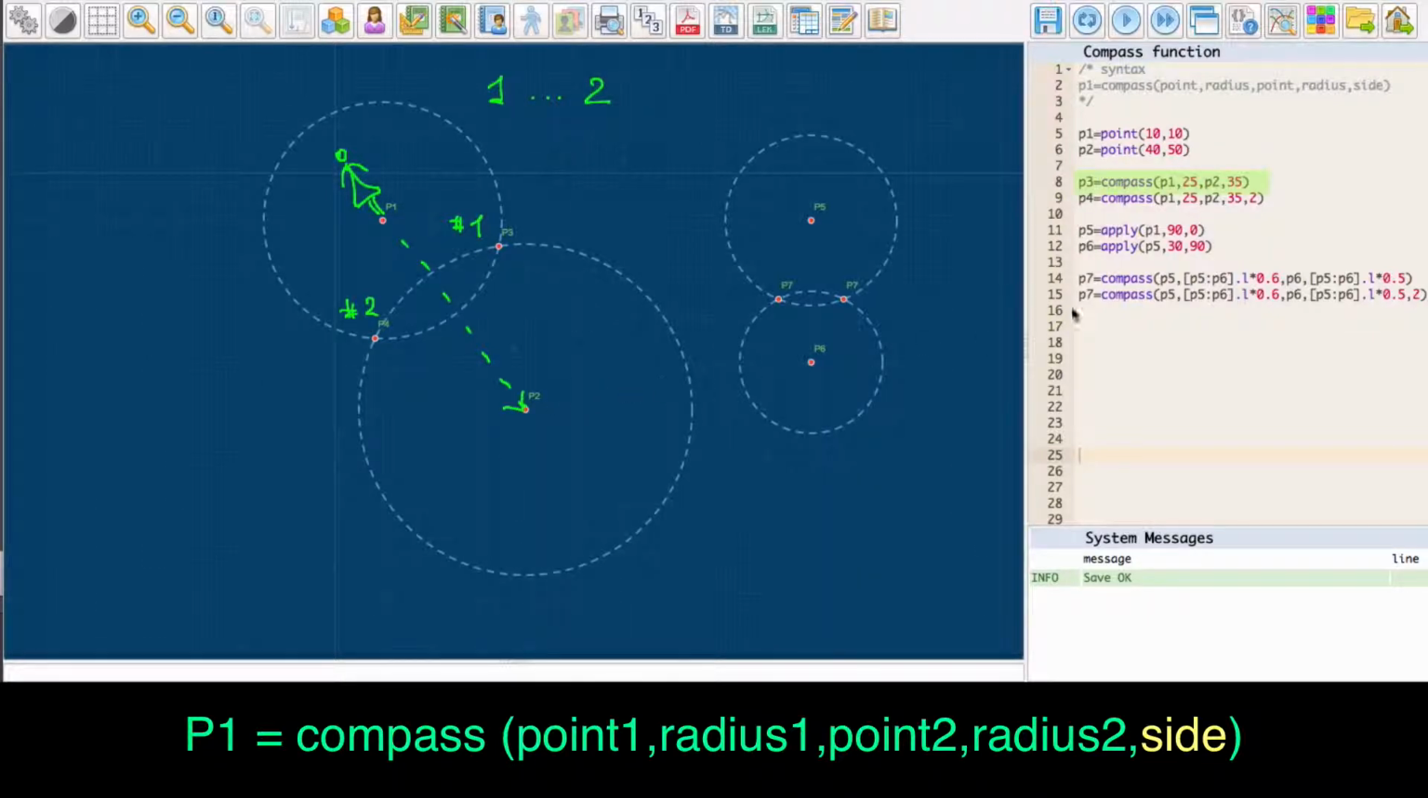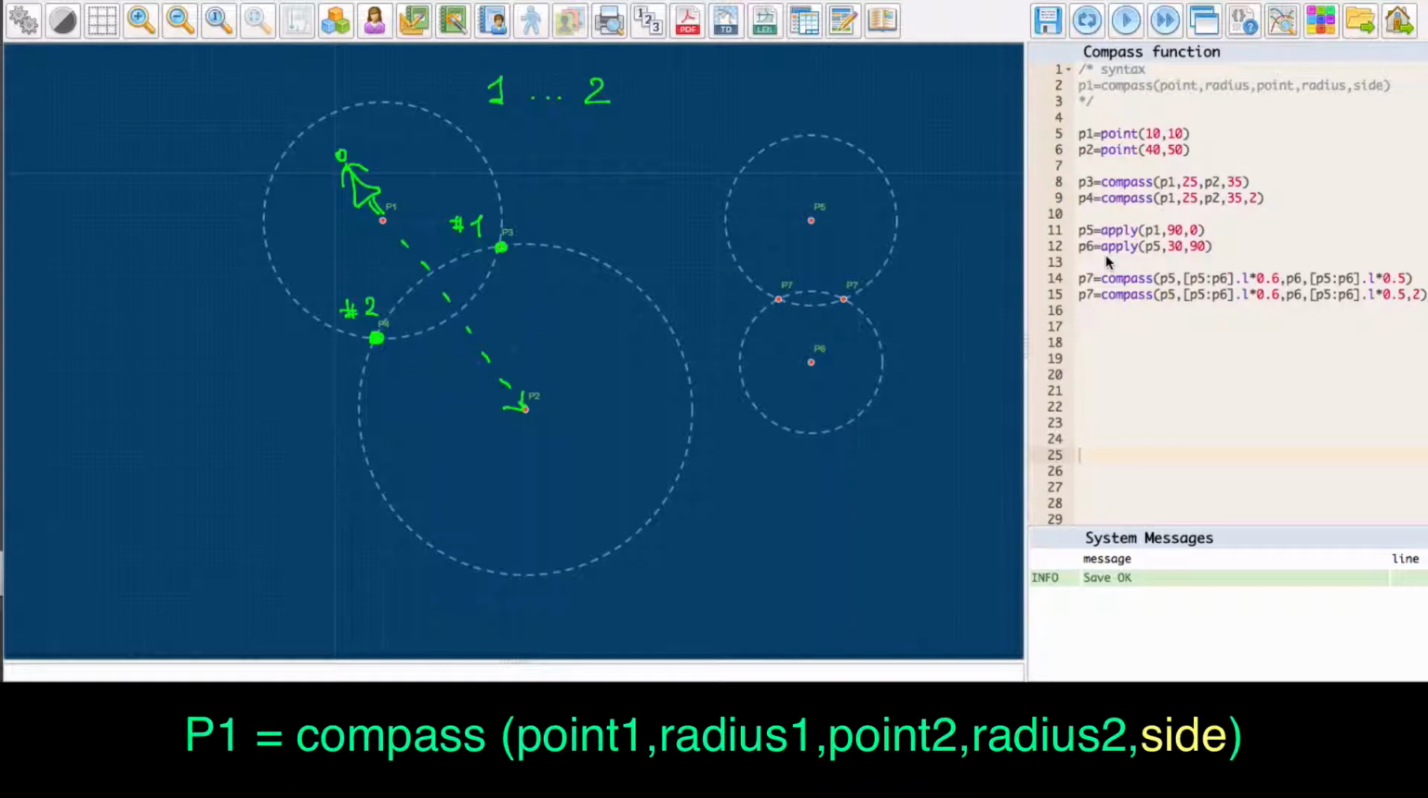Let's return to our code for point P3. We remember that if side is omitted, it is implied to be 1. So P3 is placed at the first intersection, here. For point P4, the side is set to 2, so it is placed at the second intersection. You can also use math formulas and refer to other objects within this function.